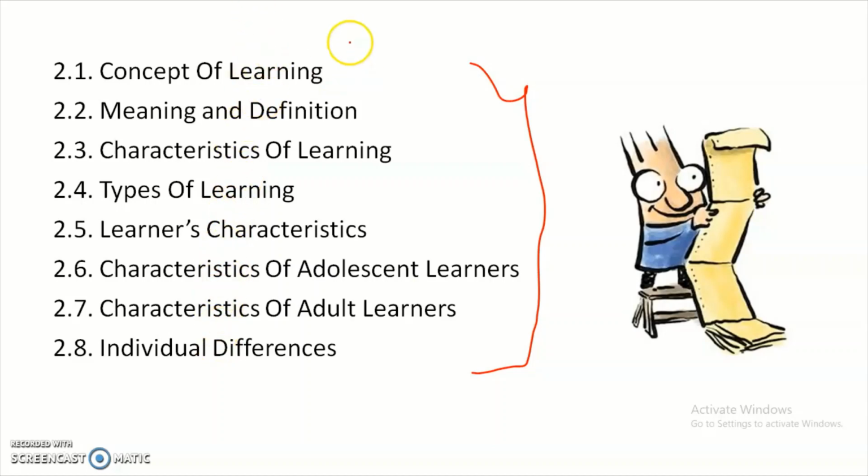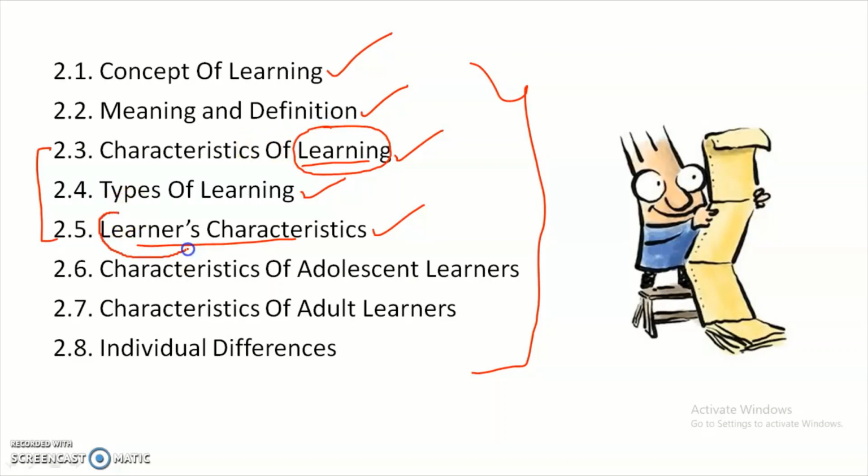So here the first one is the concept of learning, the second is the meaning and definition of learning, the third is the characteristics of learning, or else it is also called learning characteristics, the fourth is the types of learning, and the fifth is the learner's characteristics. Don't get confused between the 2.3 and 2.5 topics. Both are different. Why? Because one is learning characteristics and the other is learner's characteristics. To understand the difference between the two, just understand the meaning of learning and the learners.